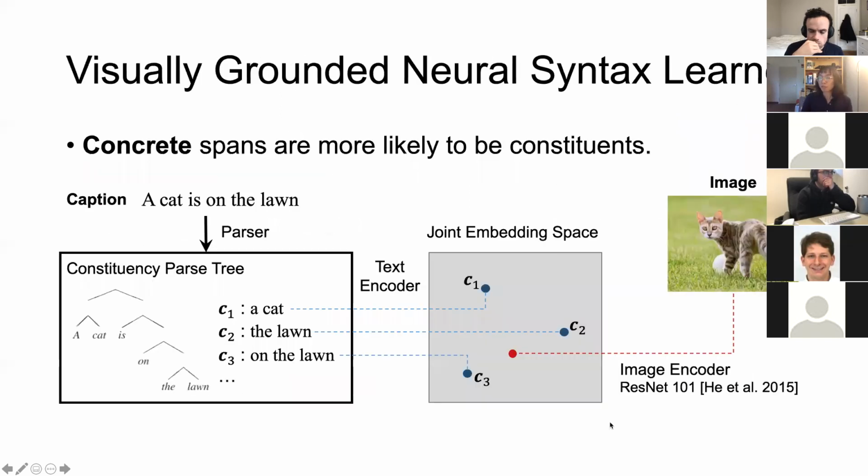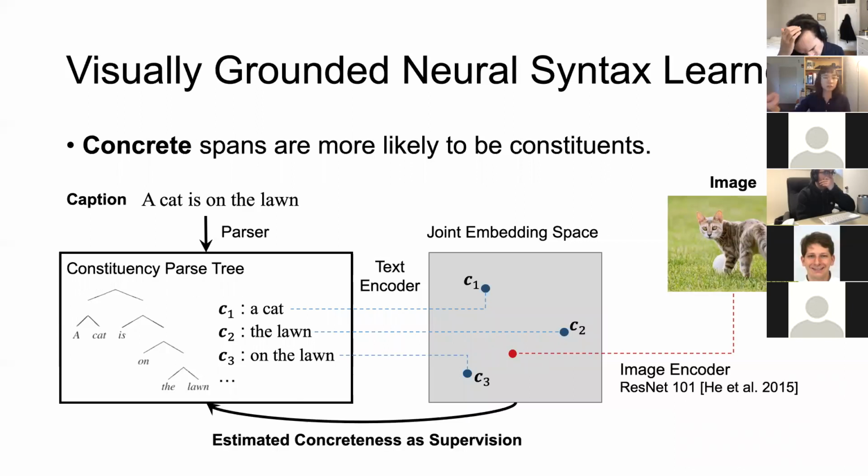Let's see how we can use the estimated concreteness based on this joint embedding space to facilitate the learning of the constituency parse tree. The overall learning objective is very simple: we want to get a constituency parse tree which maximizes the total concreteness of the spans induced by this parse tree. Basically, we choose the parse tree that maximizes the overall concreteness of individual spans in this tree. We use the estimated concreteness as supervision and apply the REINFORCE algorithm to optimize the constituency parse tree.